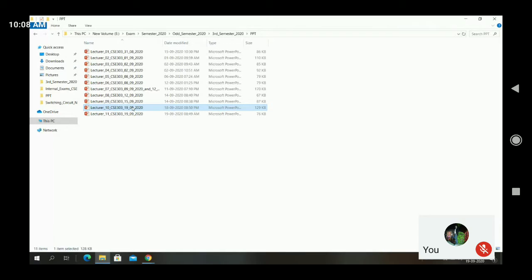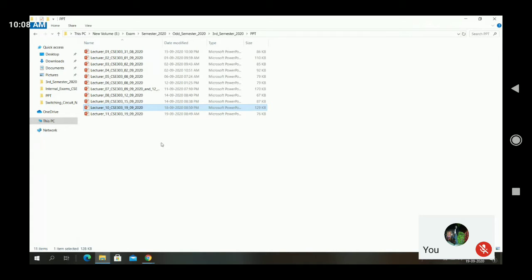Don't hesitate. Okay, if it is yes, no, sir, I have one doubt. Please tell me. Sir, whenever we set the parity bit, we always assume it to be an even parity. Why don't we assume it to be an odd parity, sir?